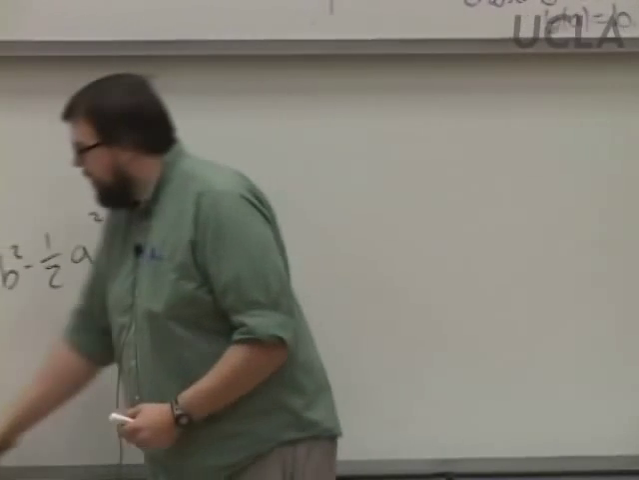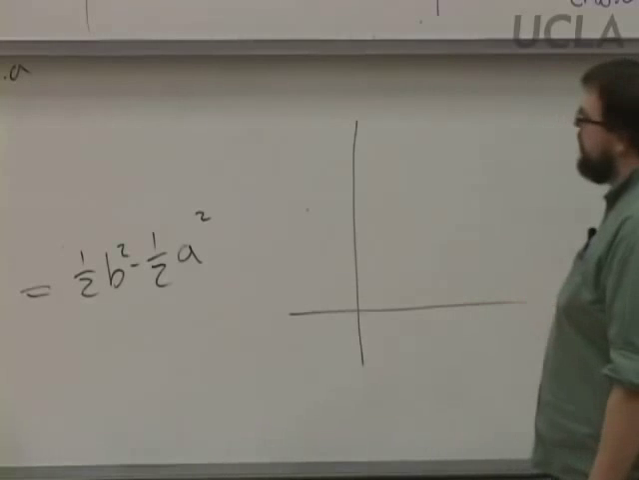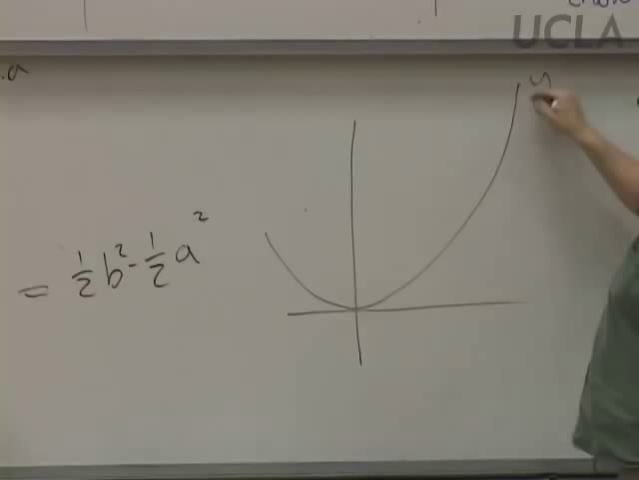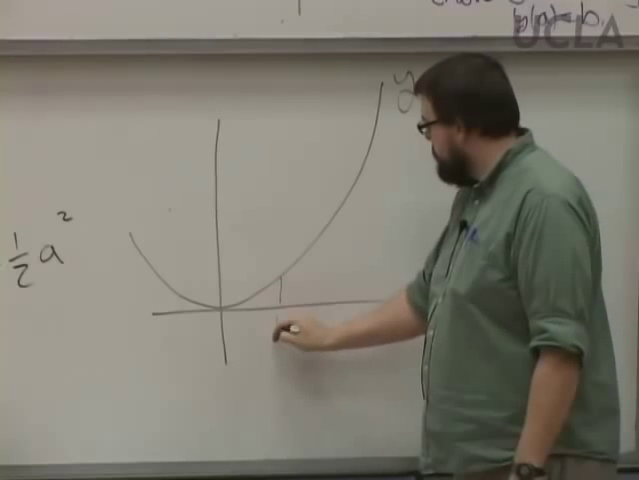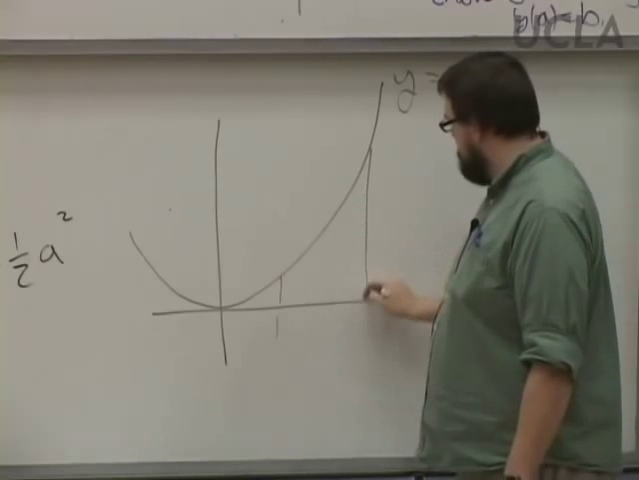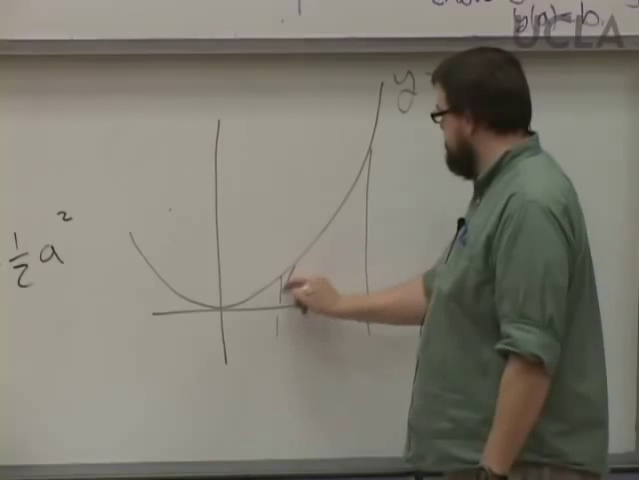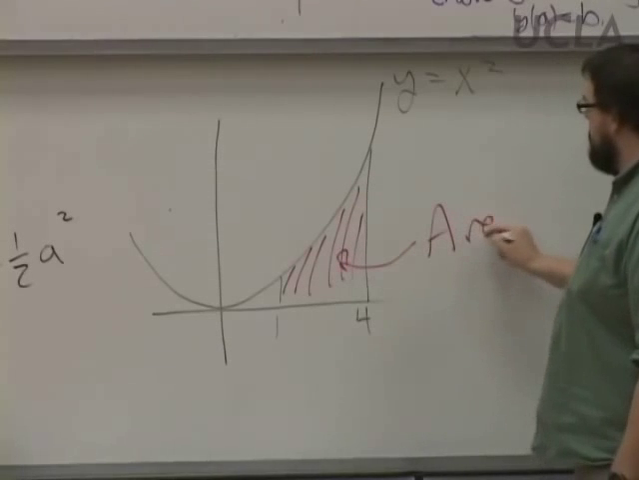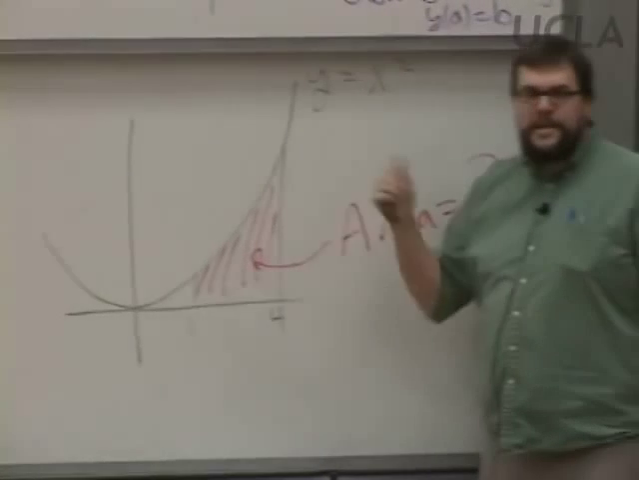But now, I might ask you a different question. Suppose instead of y equals x, I give you something that's not flat. y equals x squared. And I ask you, what is the area between 1 and 4? Okay. By the end of today, hopefully we can answer this question.